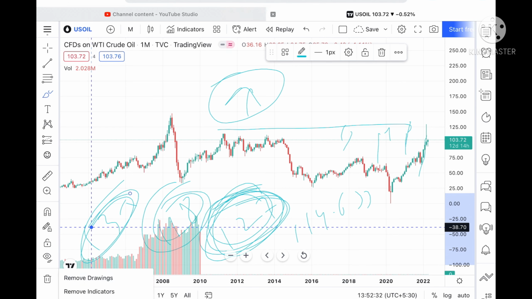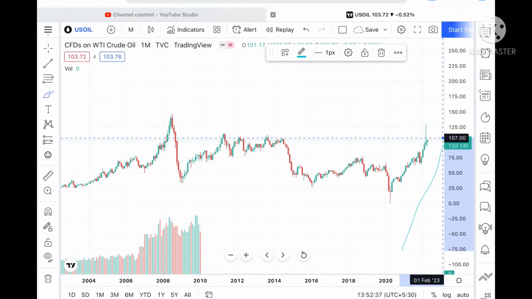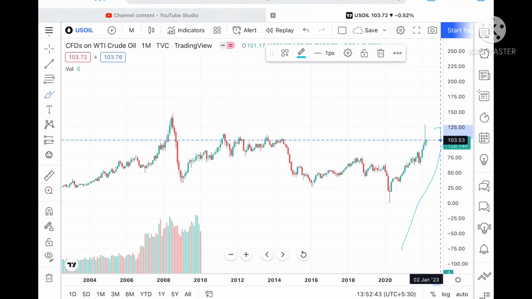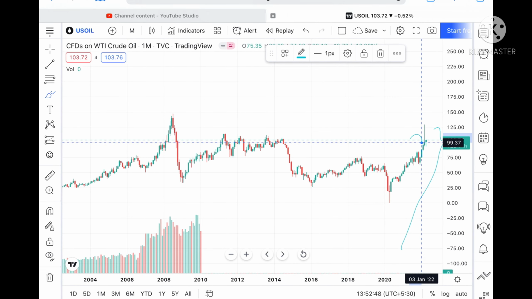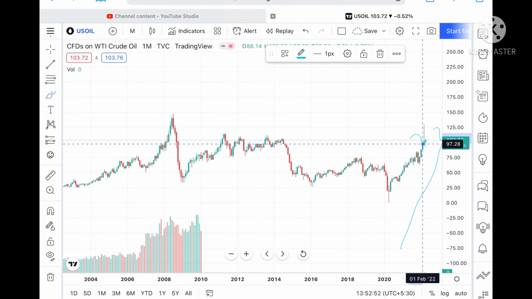But suppose if the price doesn't sustain this particular level, we can see it can fall towards a level of 106.3, and from there we can see it can touch a level of 102.83. Okay, suppose if the price goes below this level, then we can see a level of 100.75, and from there we can see a level of 97.98.